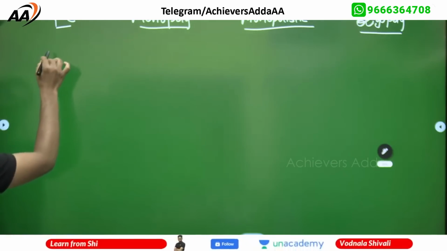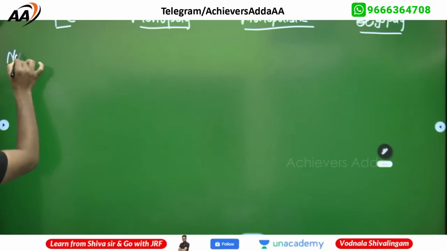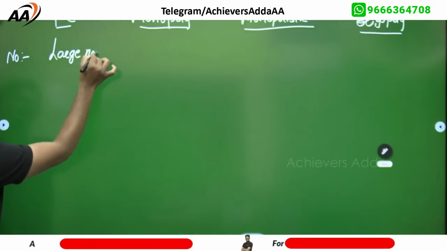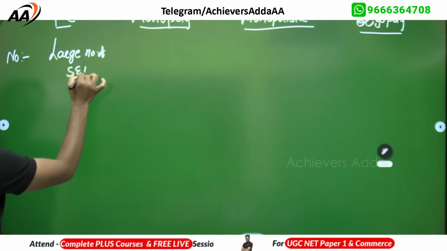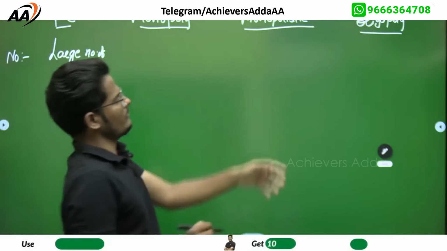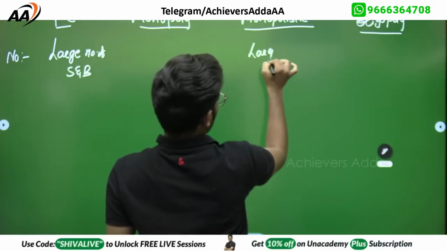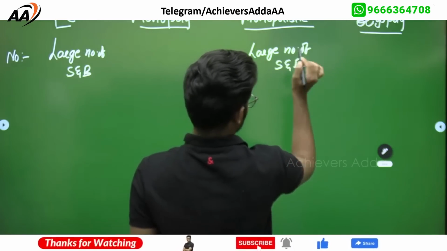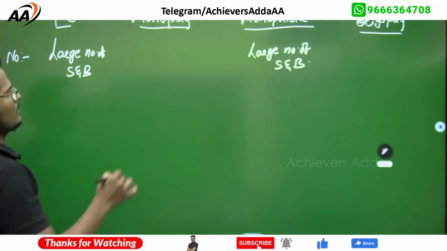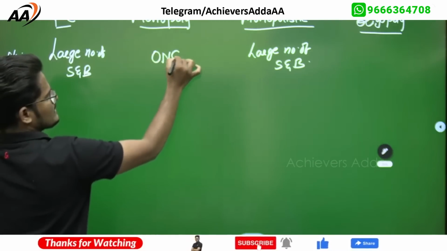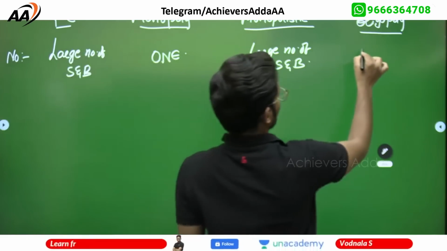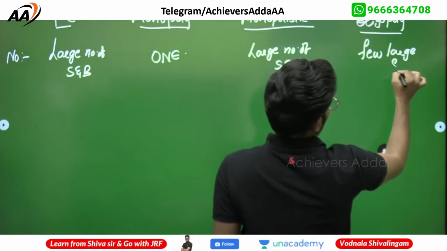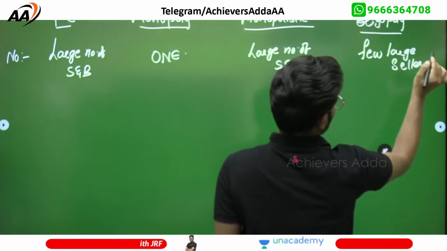Perfect competition. How many sellers? A large number of sellers and buyers. Same way in monopolistic, a large number of sellers and buyers. Here, only one single seller. Here, a few large sellers only. Many buyers will be there, but few large sellers.